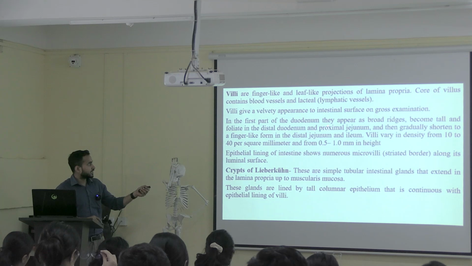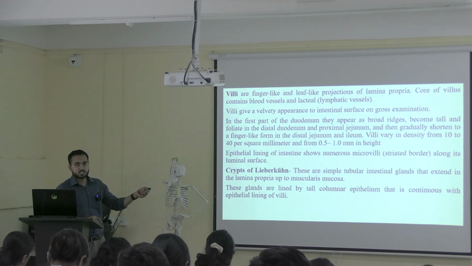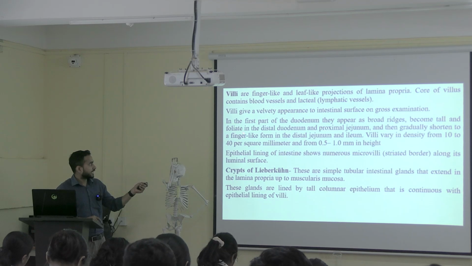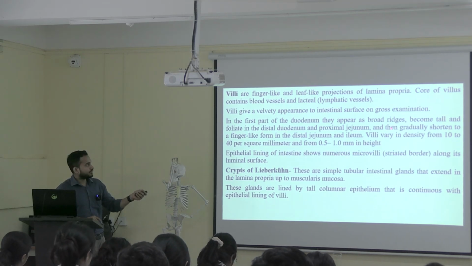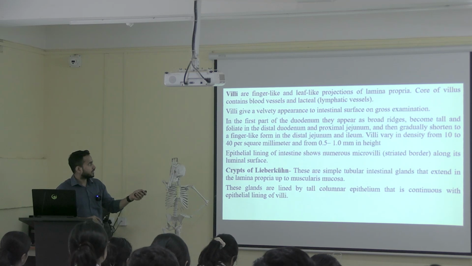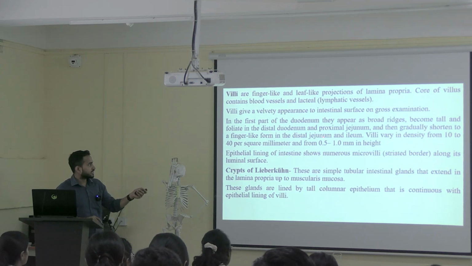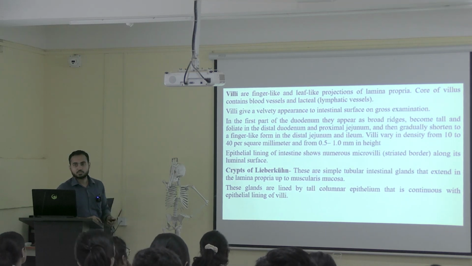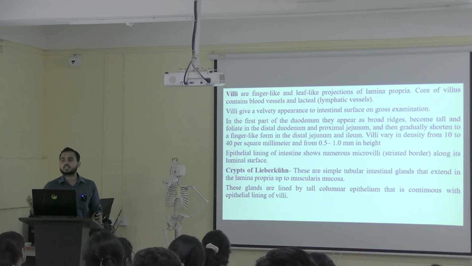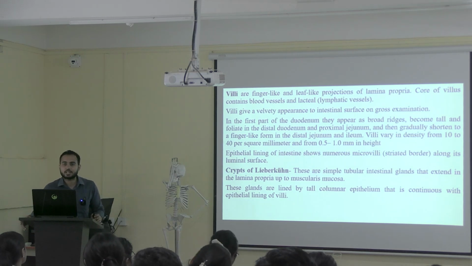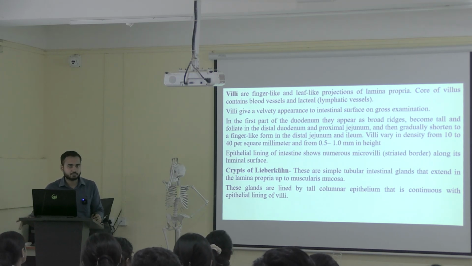In the first part of the duodenum, they appear as broad ridges. Next, they become tall and foliate like in the distal duodenum and proximal jejunum. Further on, they gradually shorten to form finger-like projections in the distal part of the jejunum and ileum. So these are the changes taking place in the shape and the size. That means the height will reduce, the shape will change, but the structure and function remain the same.